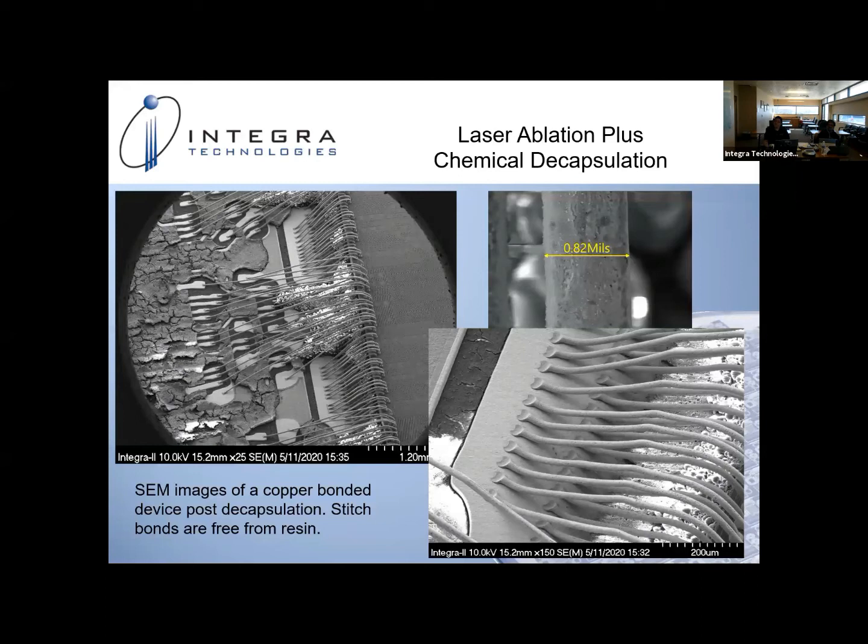So moving on here to some chemical and laser ablation. We have some SEM images of a copper bonded device. This has many, many copper bonded wires in here. What we did is we laser ablated several different areas, created several different cavities. We mixed in some chemical deprocessing, and you can see that the integrity of the copper bond wire stayed well intact for this type of device. This is the plus of having laser ablation.